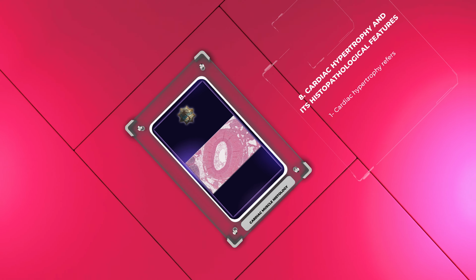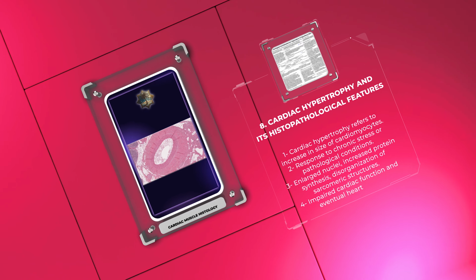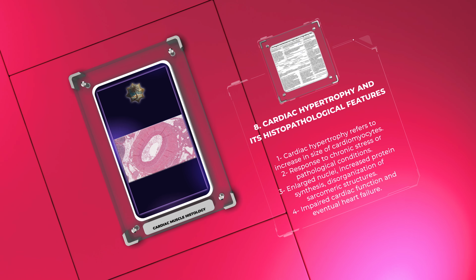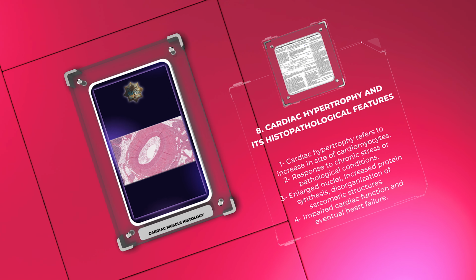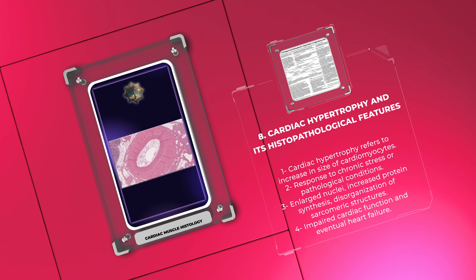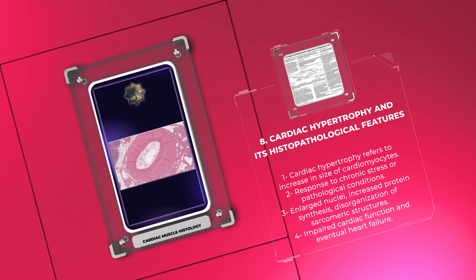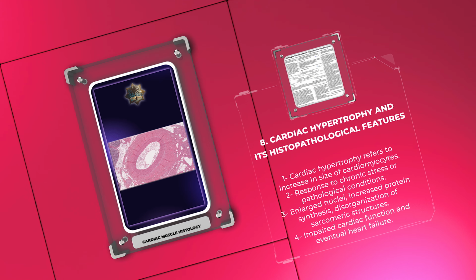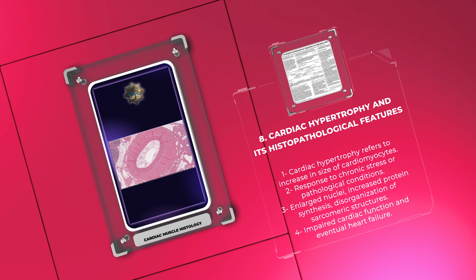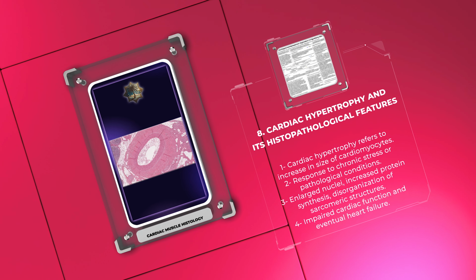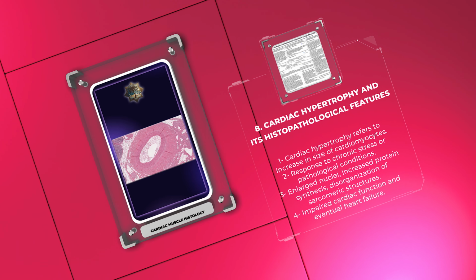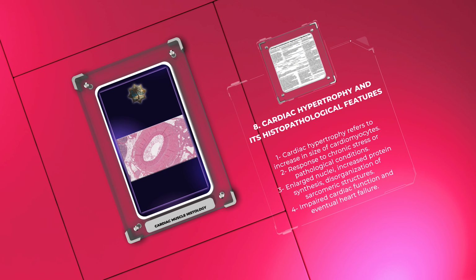Cardiac hypertrophy refers to an increase in the size of cardiomyocytes, often in response to chronic stress or pathological conditions such as hypertension or valvular heart disease. Histopathologically, hypertrophic cardiomyocytes display enlarged nuclei, increased protein synthesis, and disorganization of sarcomeric structures. These changes can lead to impaired cardiac function and eventually heart failure.